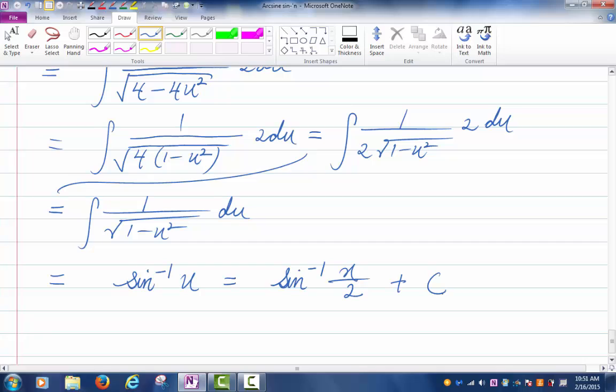Okay, I'm going to end here. I think I'm right on time. Okay. I still want to do 2 more examples on sine inverse before I move on to something else.